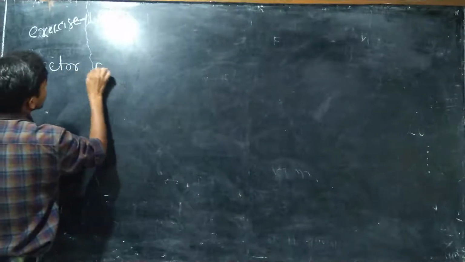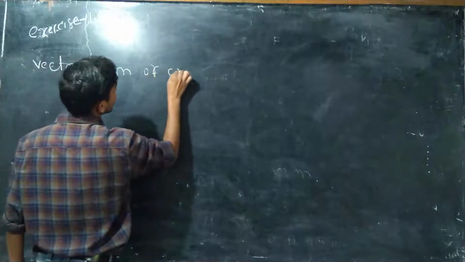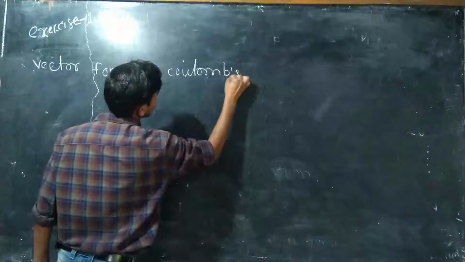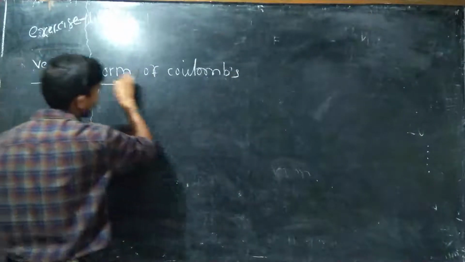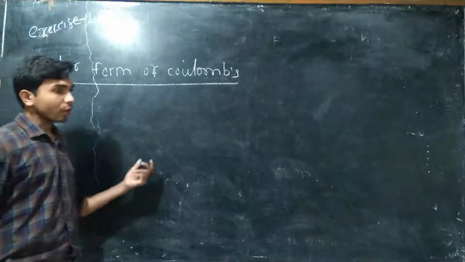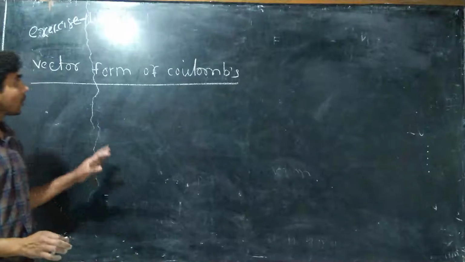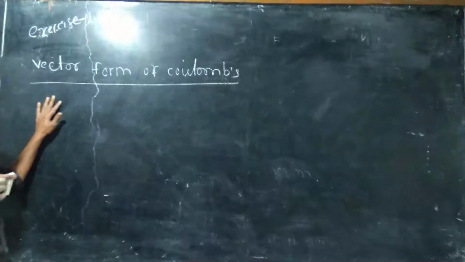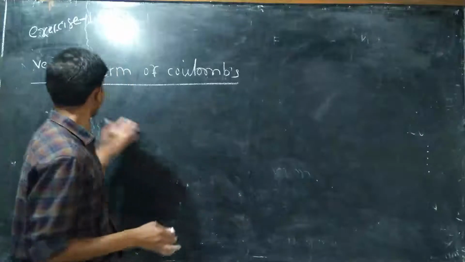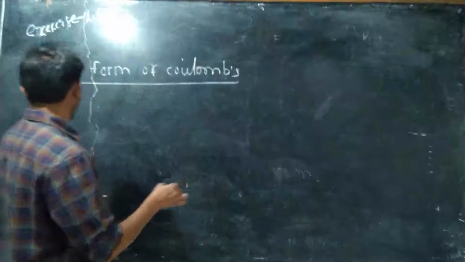Vector form of Coulomb's law. As I discussed in the last topic, with the help of Coulomb's law, I calculated force, right? And force is a vector quantity, right? So that's why we are going to study vector form of Coulomb's law, right? Okay.